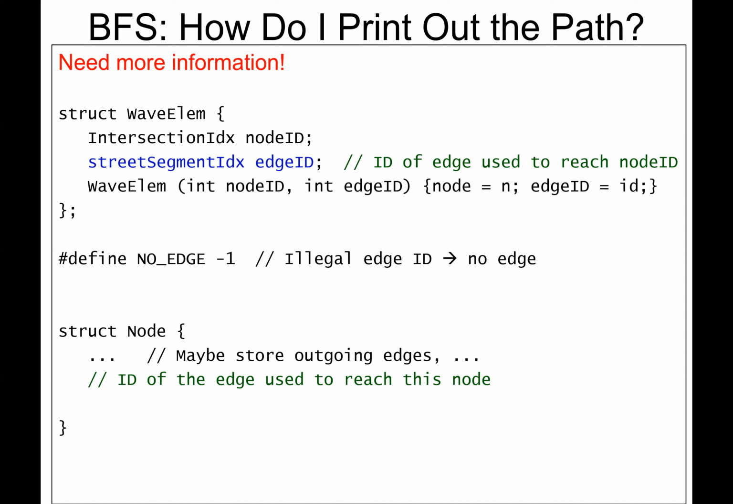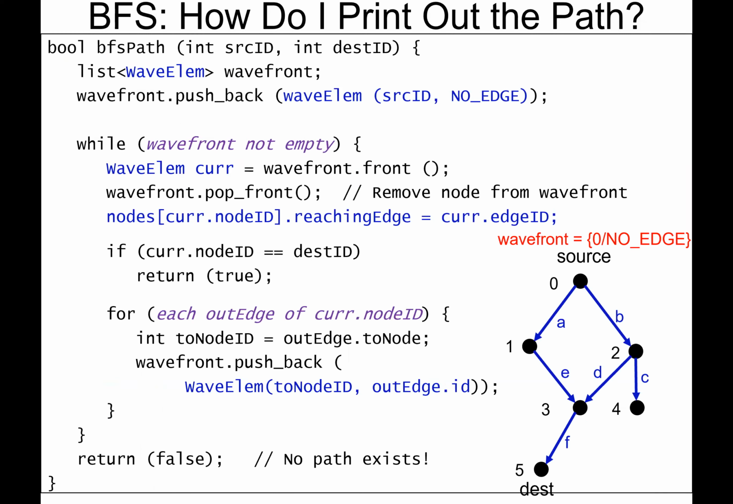It turns out that's not enough. On my to-do list, I need to store the edge I use to reach you. But also in my node data structure, which holds all of the nodes that I've already reached and explored, I'm going to store this reaching edge, the edge I used to reach you. It's just a street segment ID, and it could also be -1. If you haven't been reached, and there was no edge used to get to you, this value will be -1. Otherwise, it will be the street segment that was used to reach you.